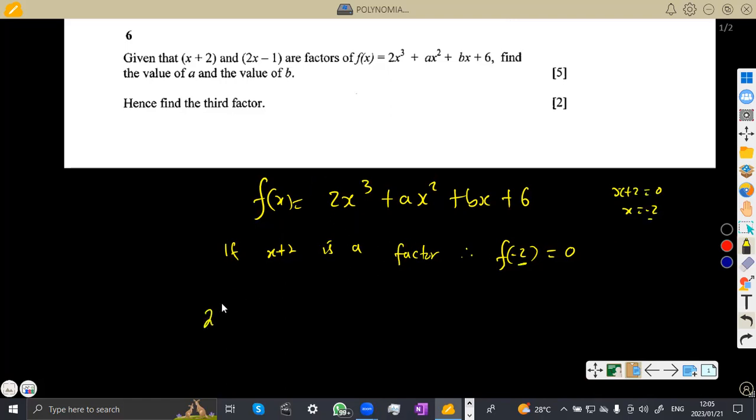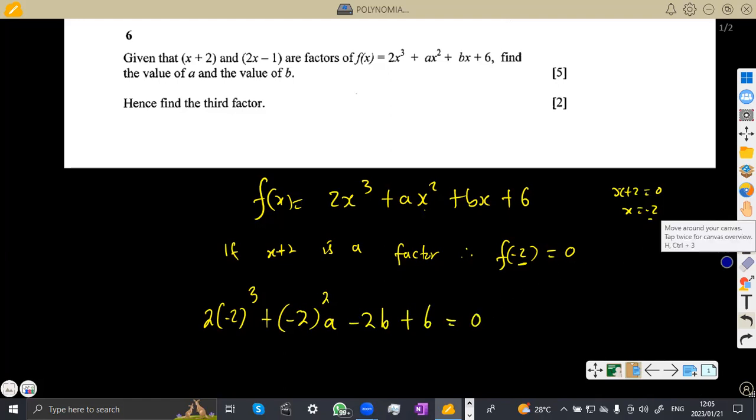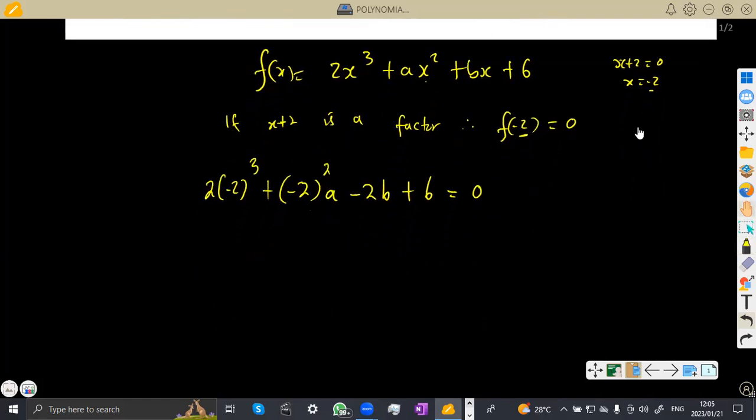We are going to have 2 into minus 2 to the exponent of 3, plus minus 2 to the exponent of 2 times a. This is b times x, which is minus 2, so it's going to be minus 2b, plus 6 is equal to 0. So that's what we simply mean when we say f of minus 2 is equal to 0.